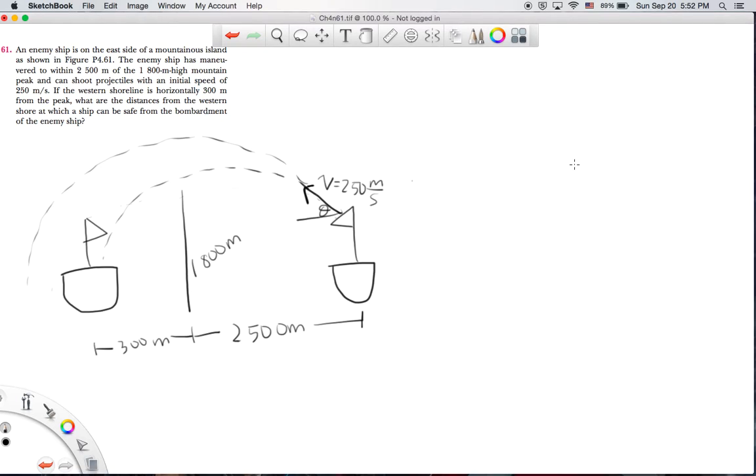If the western shoreline is horizontally 300 meters from the peak, what are the distances from the western shore at which a ship can be safe from the bombardment of an enemy ship?